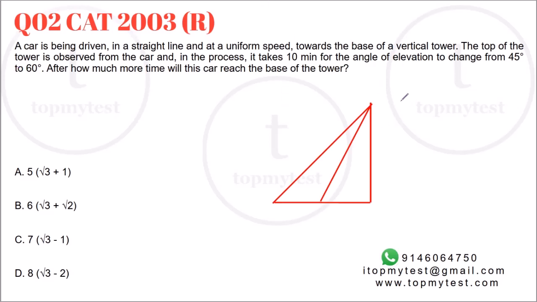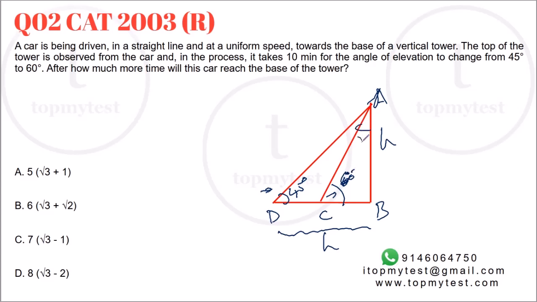Right. So again, if I draw this triangle, A, B, C, D. The car is moving, initially at D, then it's at C. Initially it was 45 degrees. Now it has come closer, so it's now 60 degrees. The height of the tower we don't know. Now let's look at ABD. Triangle ABD is a 45, 45, 90 triangle, so the distance BD will be the same as the height H.